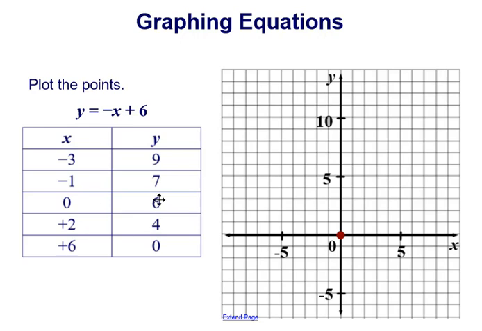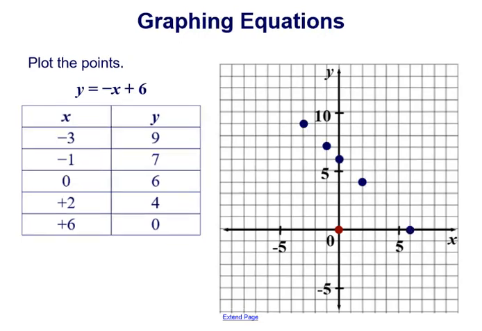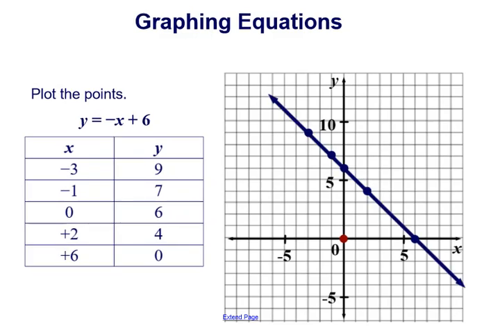So now those are ordered pairs we can plot on the coordinate plane. So we have (-3, 9), (-1, 7), (0, 6), (2, 4), and (6, 0) on our coordinate plane. And now we can connect those points with a line to show all of the other solutions that are represented on this line, continuing forever and ever in both directions. And that is, again, representing the solutions to this equation, y equals negative x plus 6.